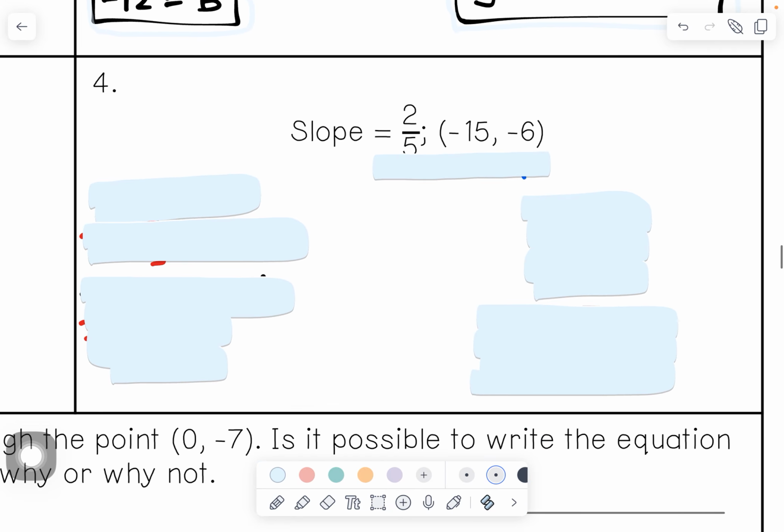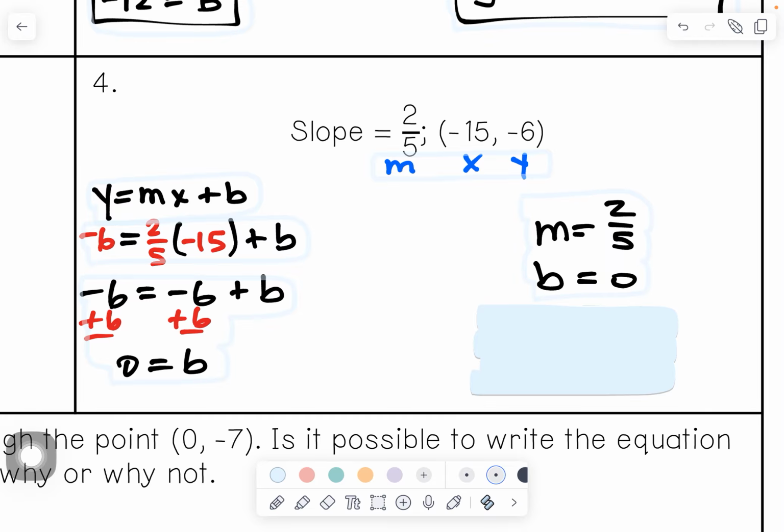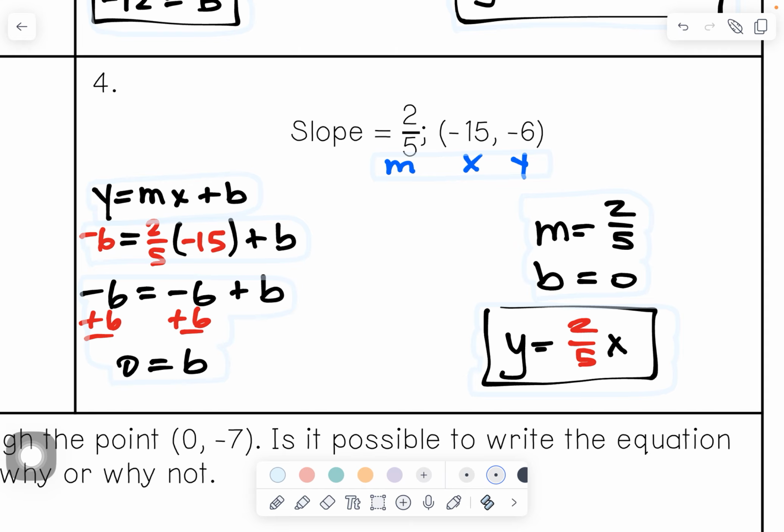And finally, number 4, same idea, label m, 2/5. X is negative 15, y is negative 6. So y equals mx plus b is where I start. I fill in all the pieces that I have: the negative 6 is the y, the 2/5 is the m, the negative 15 is the x. I'm going to solve that for b, and when I do, I get 0. Nothing wrong with that. Label my m as 2/5, my b is 0, but I don't need to include the plus 0 in my equation at the end. Hopefully you're able to get that.